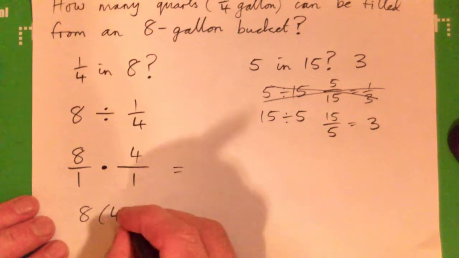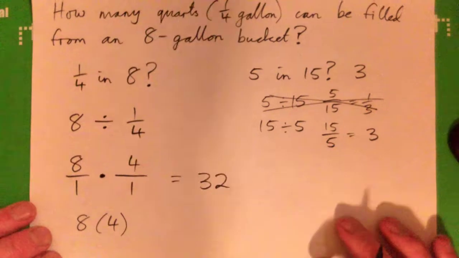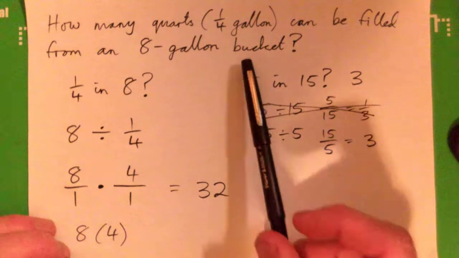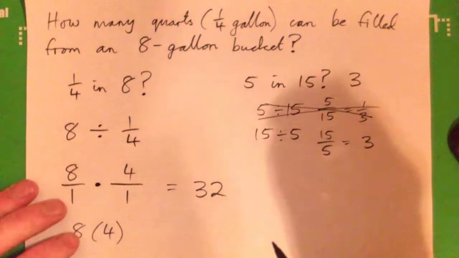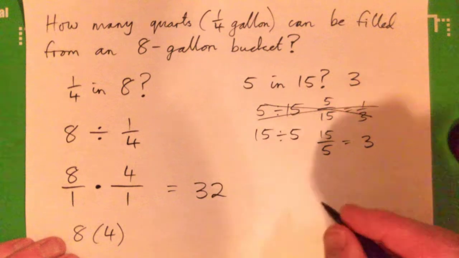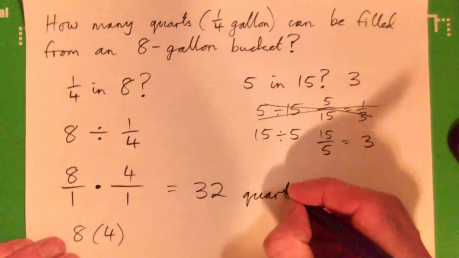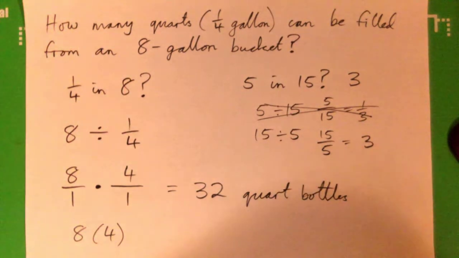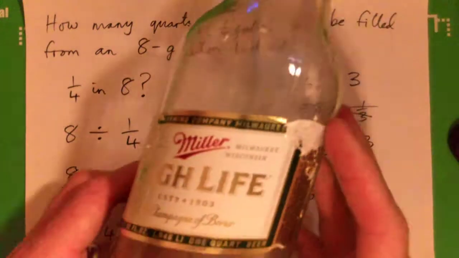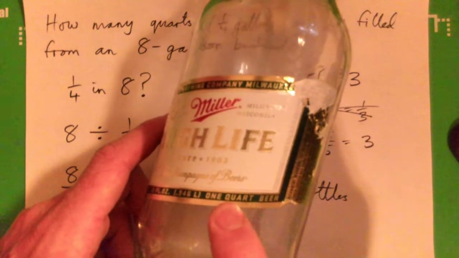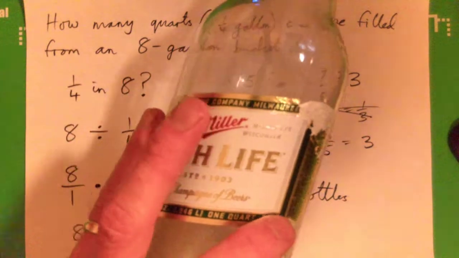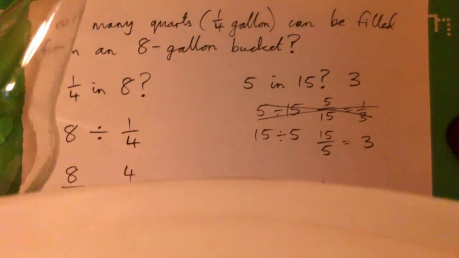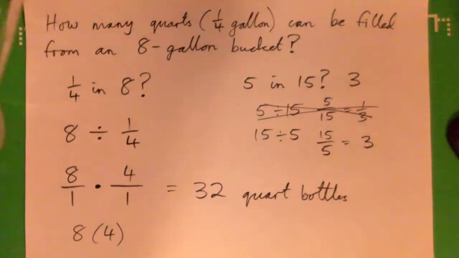32. Yeah, 32. So the real life answer to the real life question, how many quarts can be filled from an 8-gallon bucket, is what? How many? 32 quarts. Quarts, yeah. 32 quarts, or quart bottles, I should say. So 32 of these guys, and that's a 1 quart bottle. 1 quart. 32 of these fills up the 8-gallon bucket that I can't fit underneath the camera, but that you all saw earlier, right? Good deal.